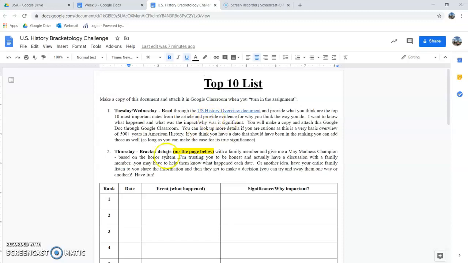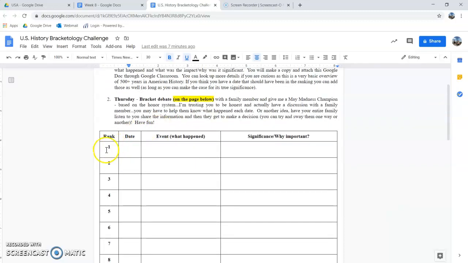And then right here below is where you're going to put that information. So which one do you think is the most important? Put the date, the event, what happened, and then why was it significant or why does it matter? Why do you think it's so important to be in a top 10 list? So this is Tuesday and Wednesday. You're going to read through that article and then fill out this table here.